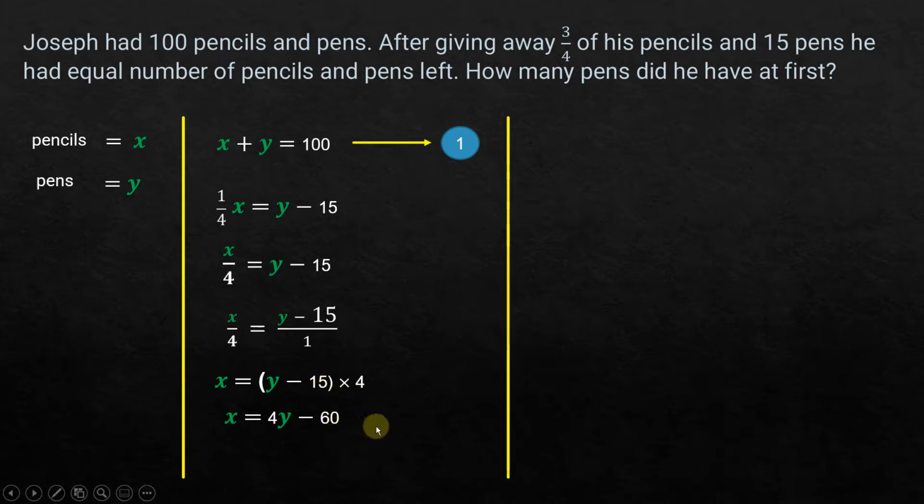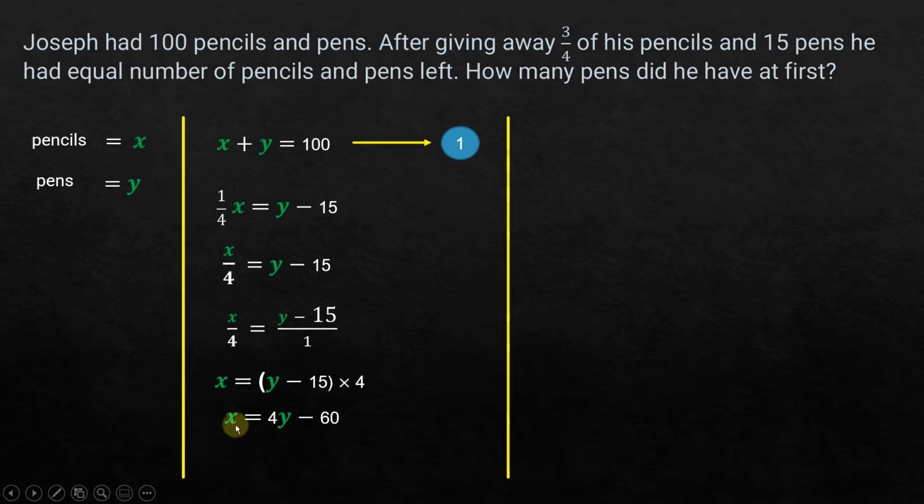And there are two methods to actually solve these equations. We have two equations in x and y, and these kind of equations are called simultaneous equations, and there are two ways to solve them. One is the substitution method and the other is the elimination method. Now we are going to do the substitution method in this case. The question is, how many pens did he have at first, right? Which means we need to figure out y.